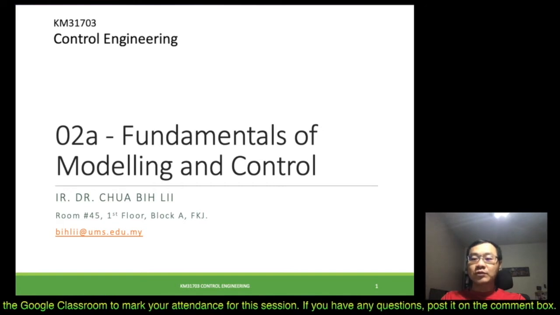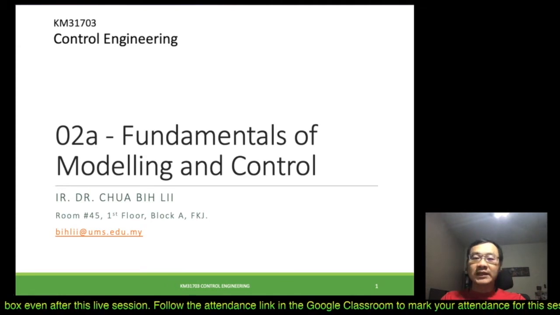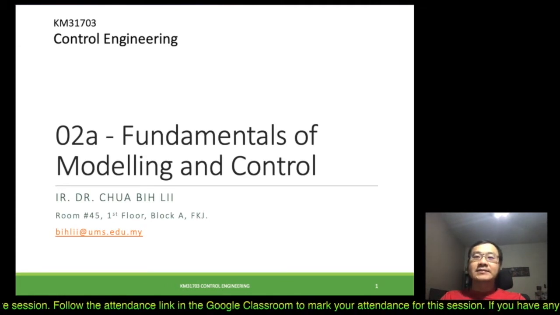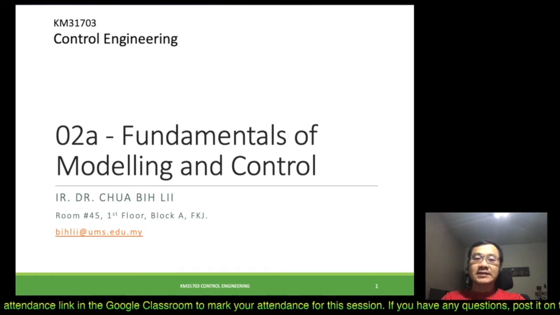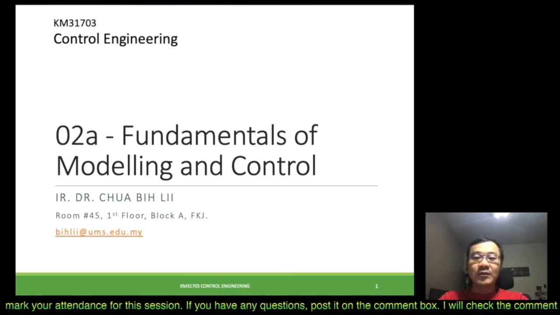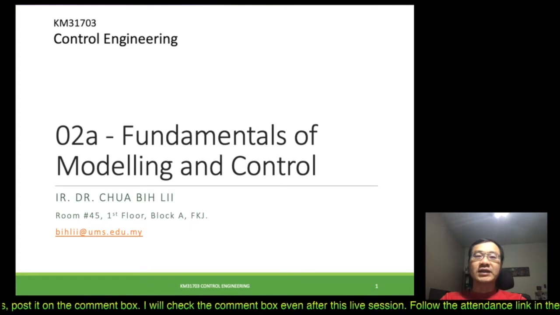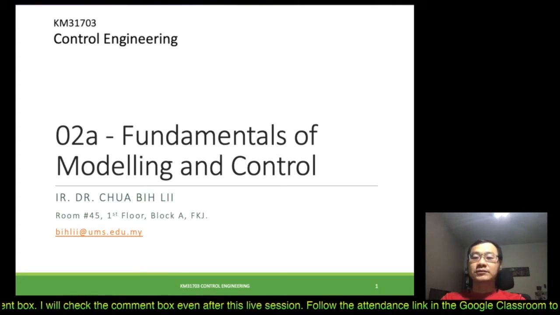Today we will talk about the fundamentals of modeling and control. This topic will be short and it should give you some basics of modeling and the necessary mathematics to form your transfer functions in order for you to model and control in the later stage of this course.